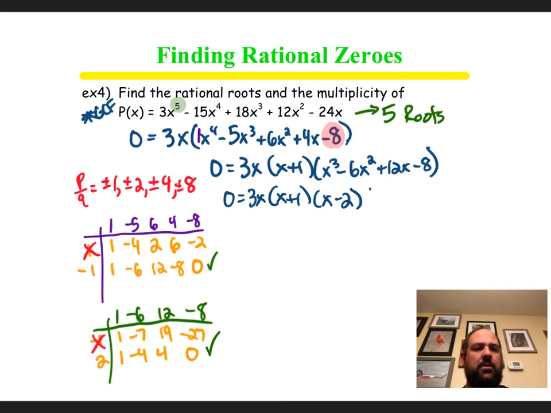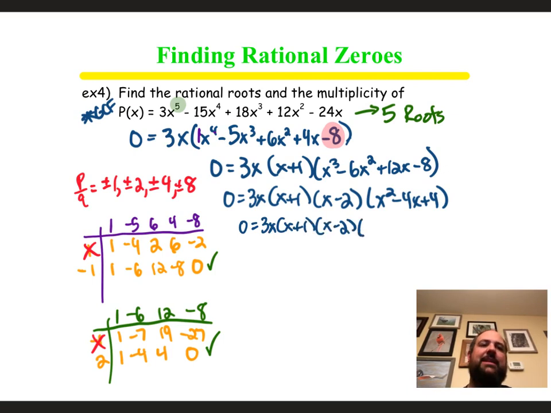The leftover is x squared minus 4x plus 4. And in most cases, we get down to a quadratic here. We're going to be able to factor it. So we'd have 0 equals 3x times x plus 1 times x minus 2. And x squared minus 4x plus 4 actually turns out to be a perfect square trinomial. It's x minus 2 times itself. So really what we have is 0 equals 3x times x plus 1 times x minus 2 to the third.